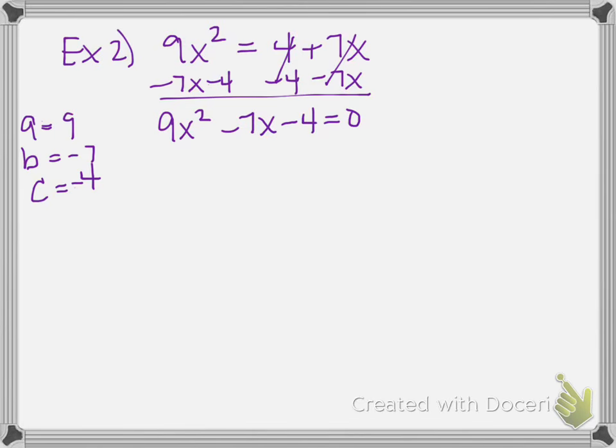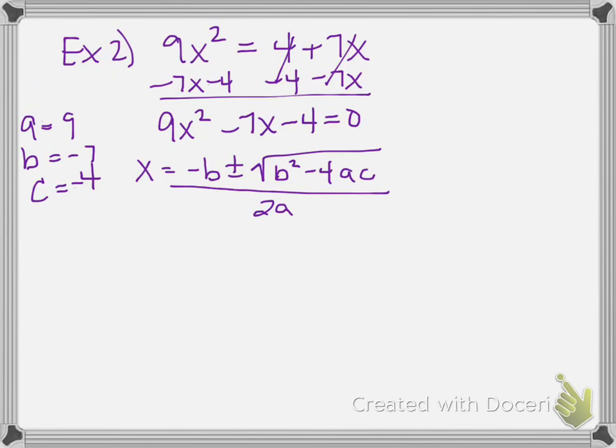Okay. Then I'm going to plug those in. So I have negative b plus or minus the square root of b squared minus 4ac all over 2a. So I'm going to plug that in. Negative b. B is negative 7, so negative 7. Okay, because there's a negative in the formula right here. And there's a negative in the b, so I have 2 negatives.